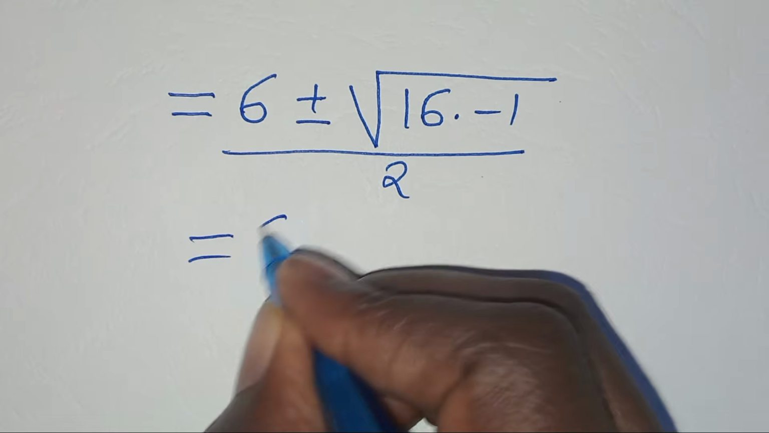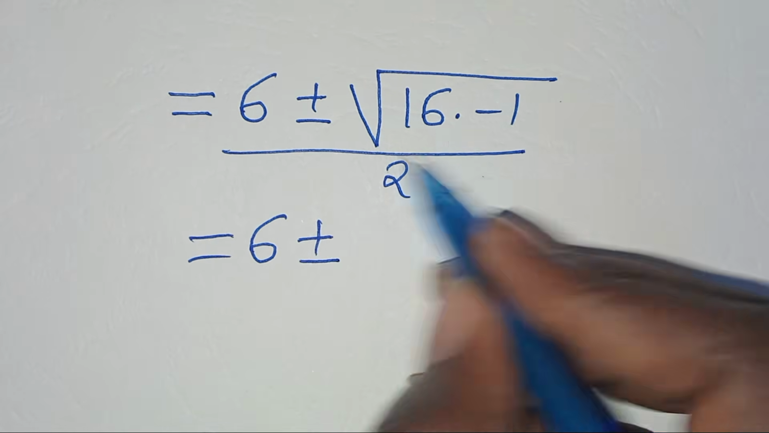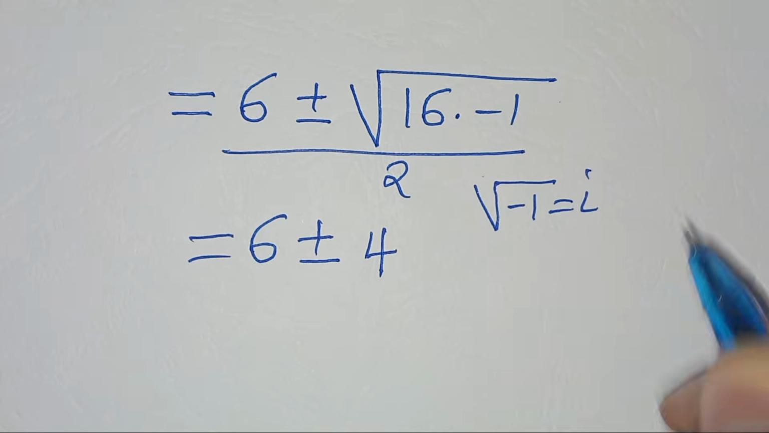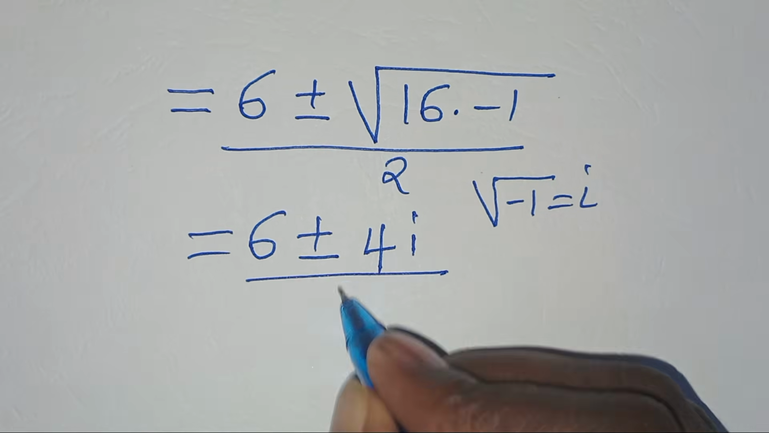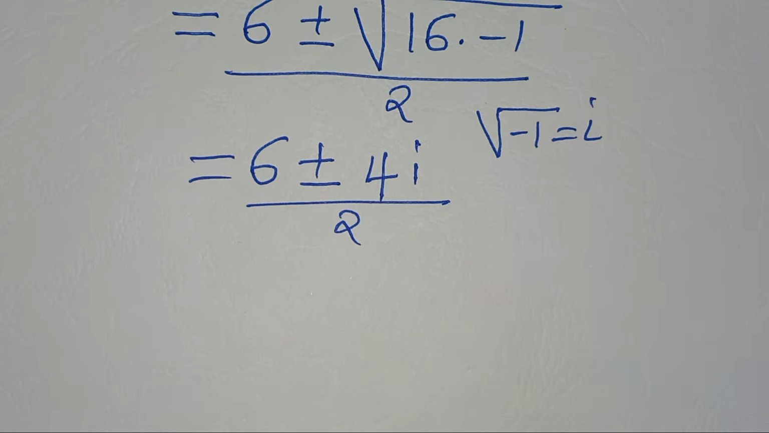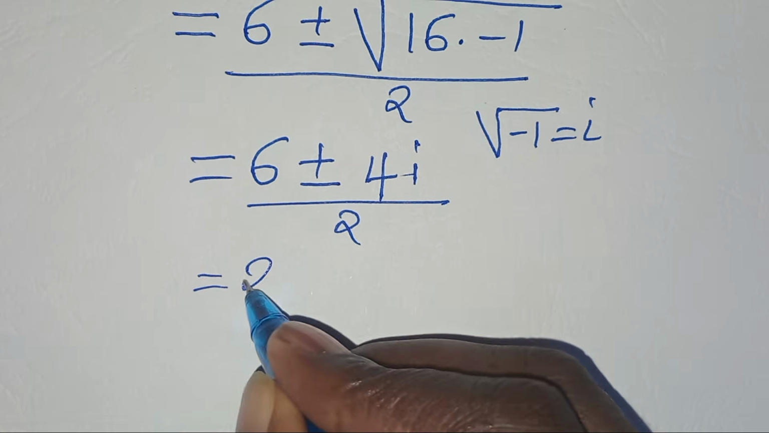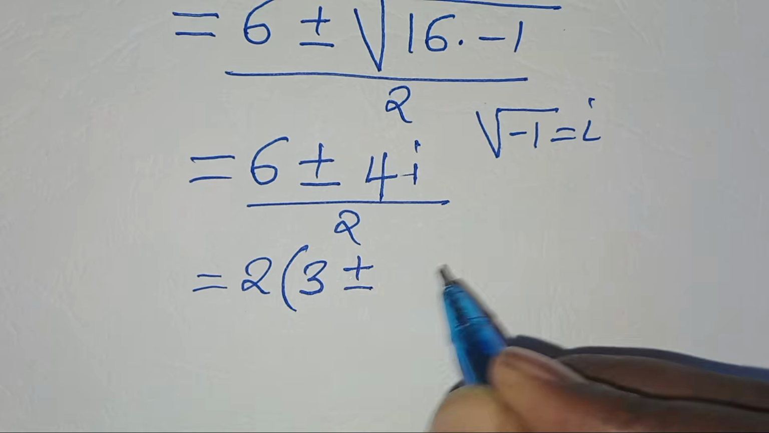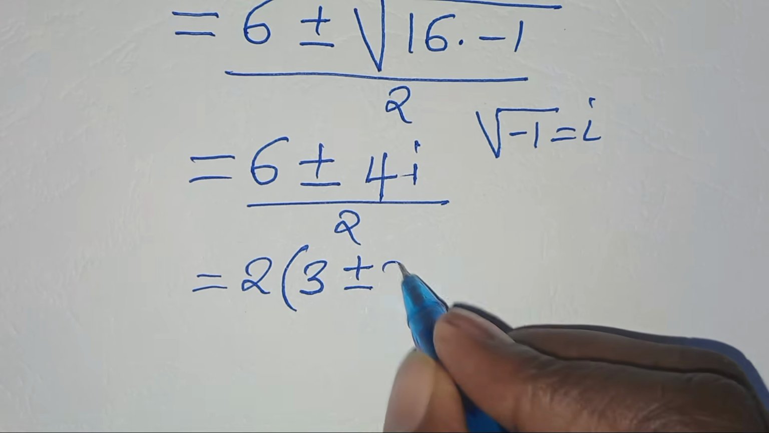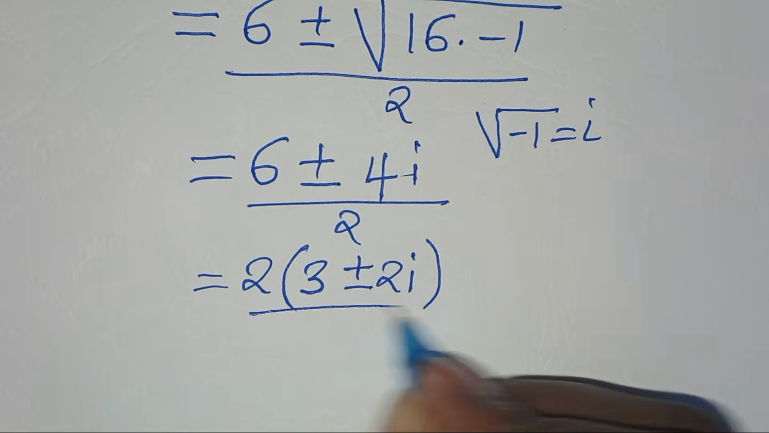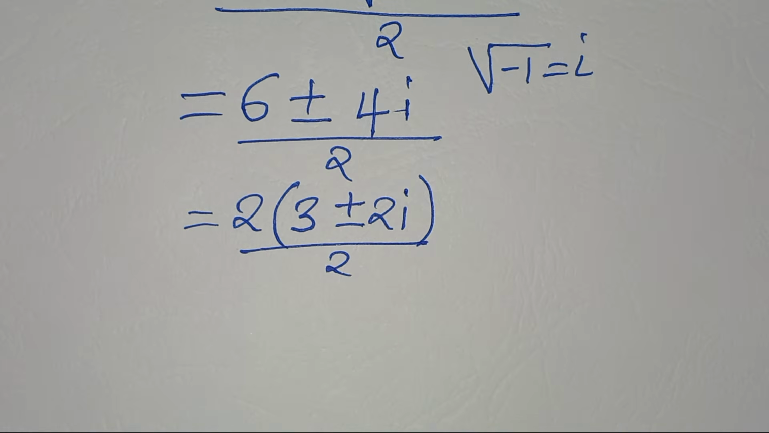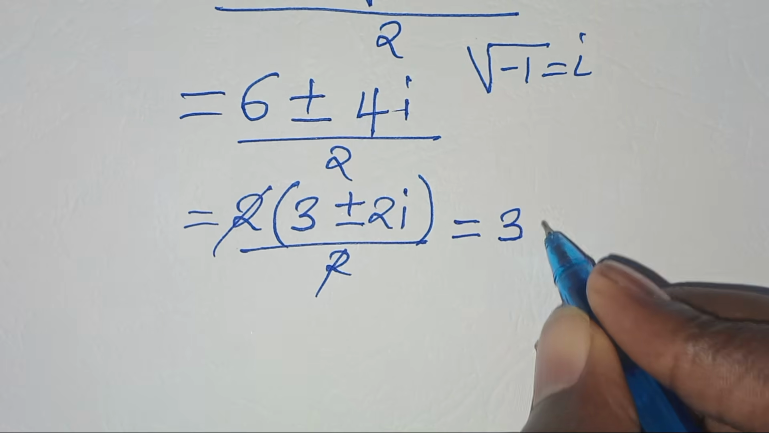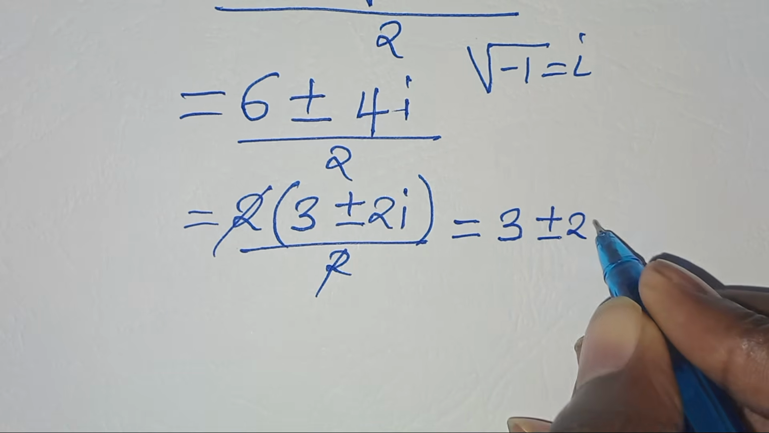So here we have 6 plus or minus the square root of 16, this is 4. Square root of negative 1, this is i. So we have 4i divided by 2. In the numerator, we have that 2 is common. Let's factor out 2. 6 divided by 2, this is 3, plus or minus 4i divided by 2, this is 2i, then everything divided by 2. So let's simplify 2 and 2, so that now this is equal to 3 plus or minus 2i.